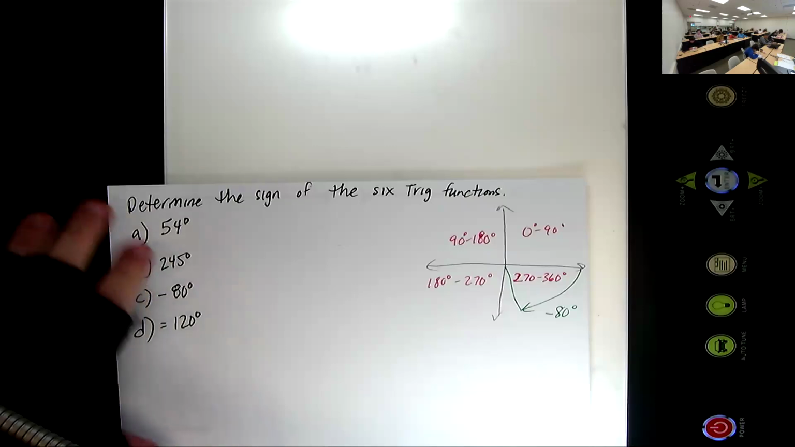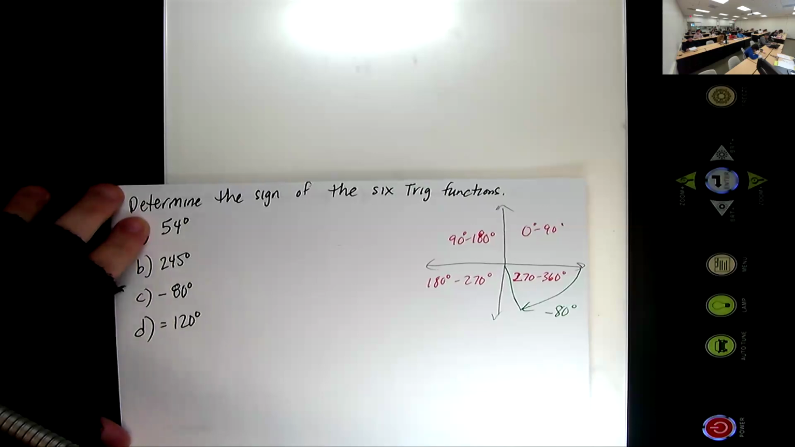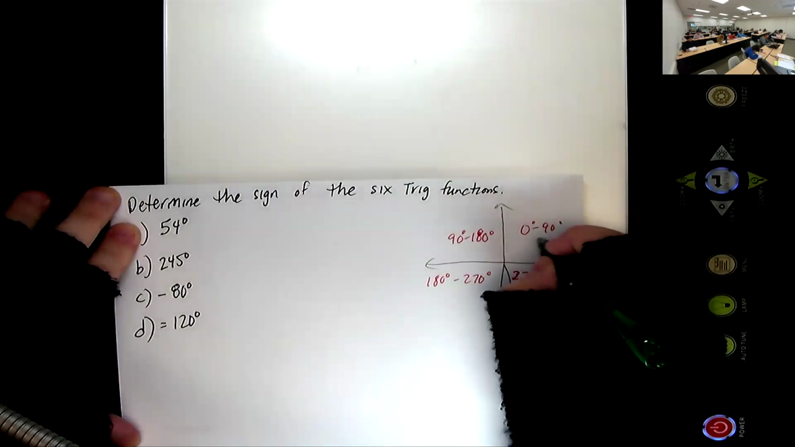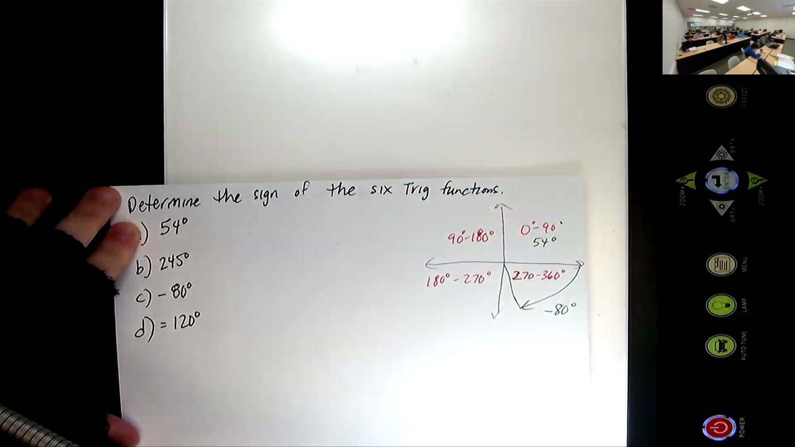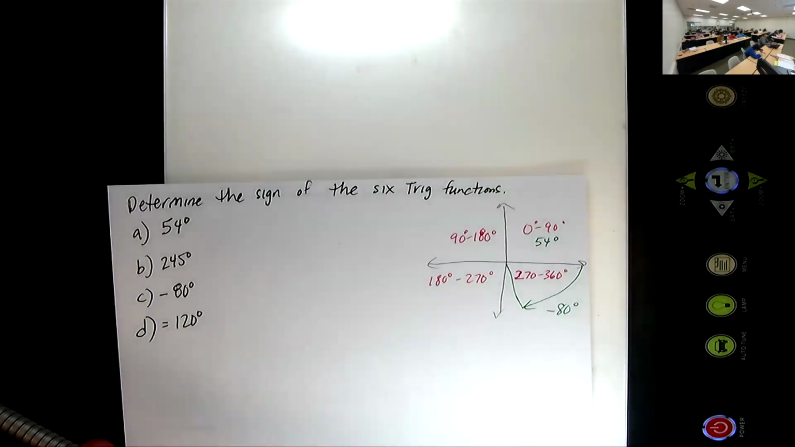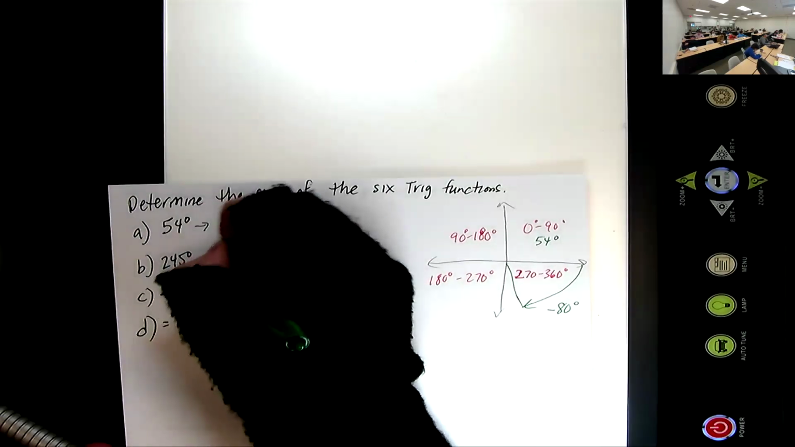So we look at this. A is in quadrant 1. 54 degrees is in this region right here. And that was the A, the "all." All are positive.